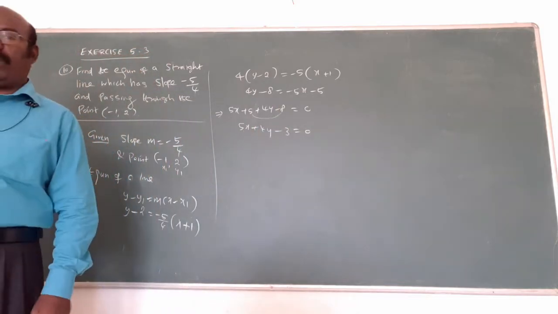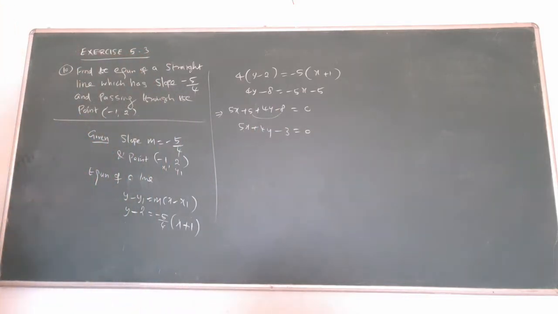One point and one slope being given, by using the formula y minus y1 equals m into (x minus x1), the answer is 5x plus 4y minus 3 equals 0. That's all. Now next question, the 11th question, where the equation y equals 0.1x plus something is given.